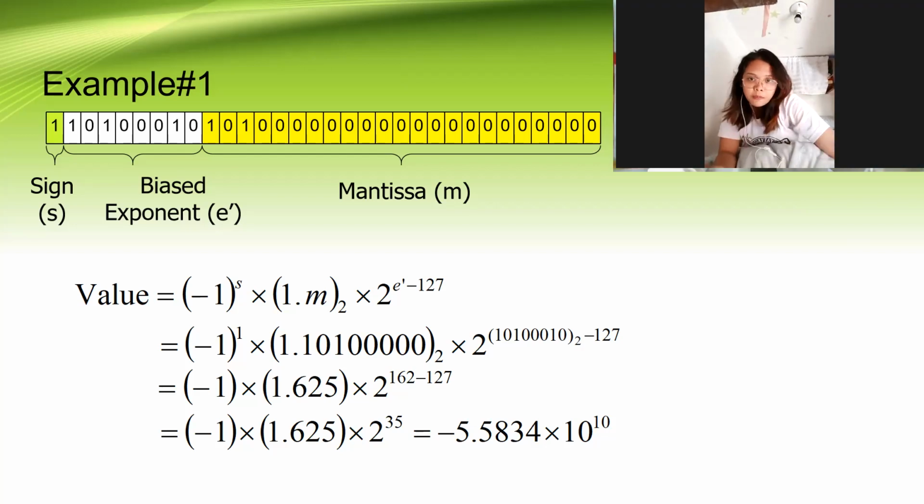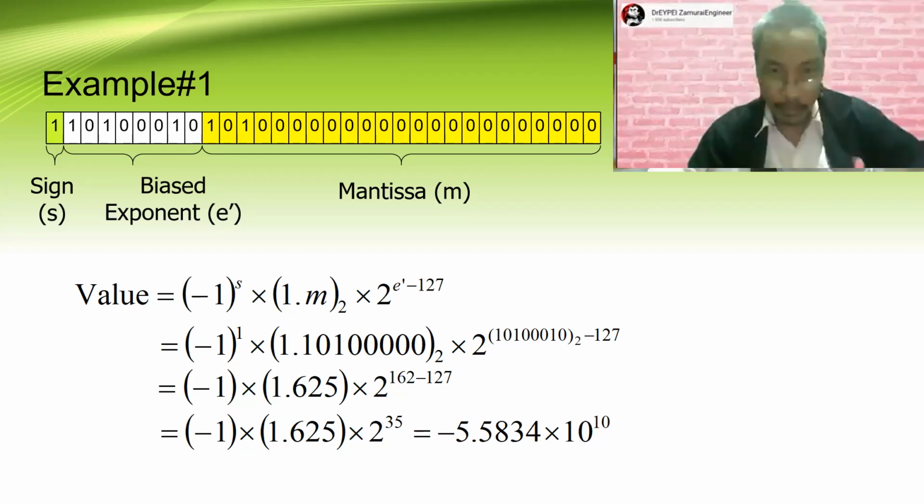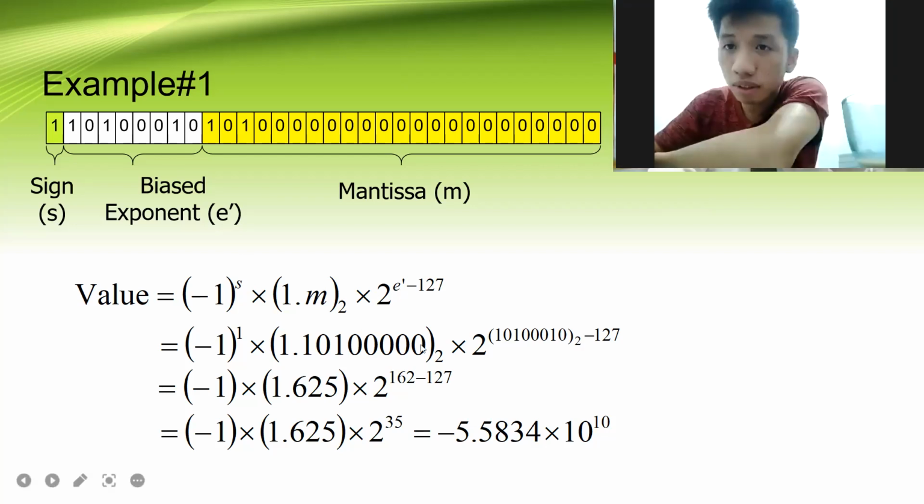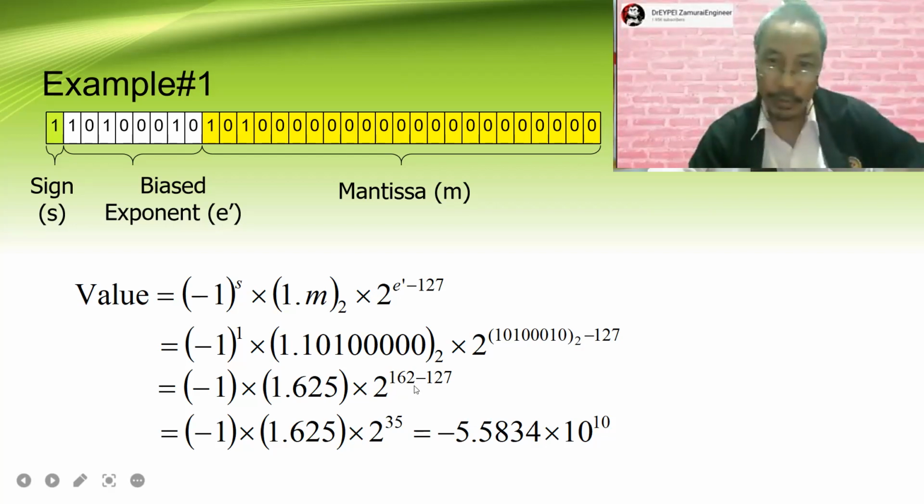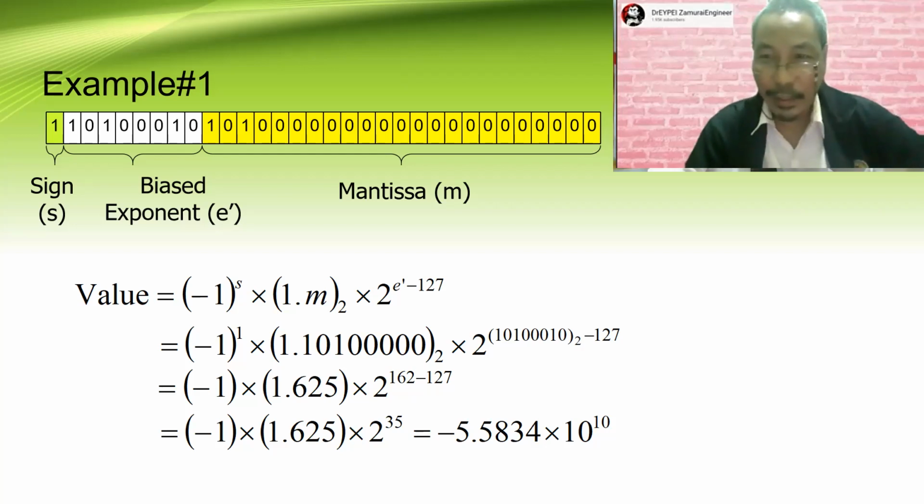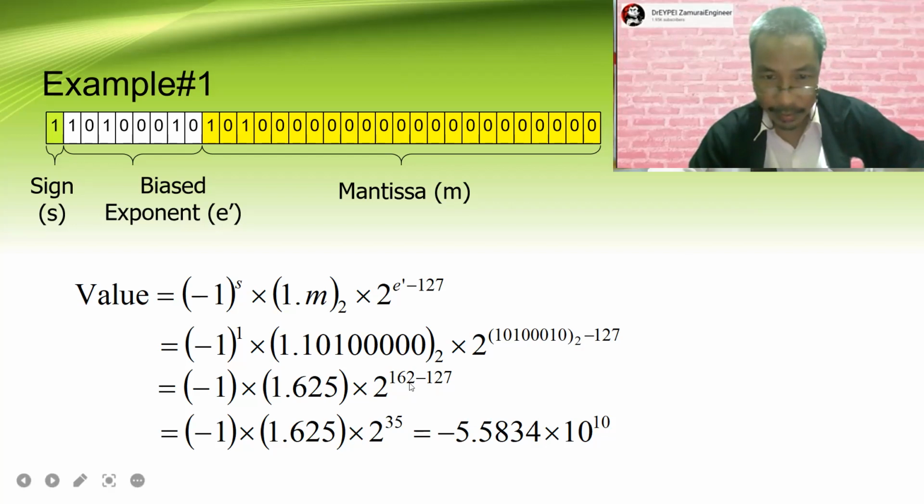162. That's why, if you take a look here, E prime, 162. Okay? That is how you do it manually. I can do it manually faster than using a calculator. So 162, you can see the 162 here. That is the biased exponent E prime.